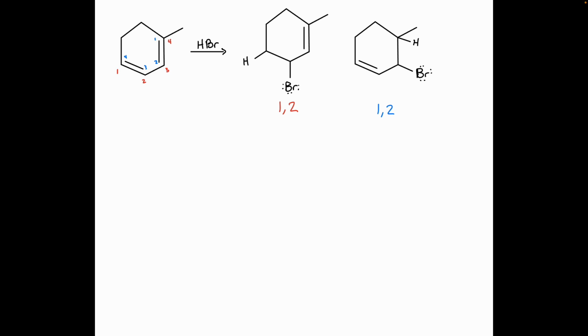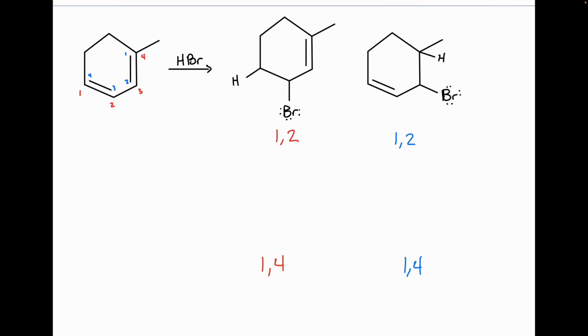So we got 2 of them. We got our 1,2s. Now we need our 1,4s. And we're going to have to look at all 4 of these and compare to figure out what our major product is. So you took a second and gave me the 1,2s. Now take a second and give me the 1,4s for this reaction as well.